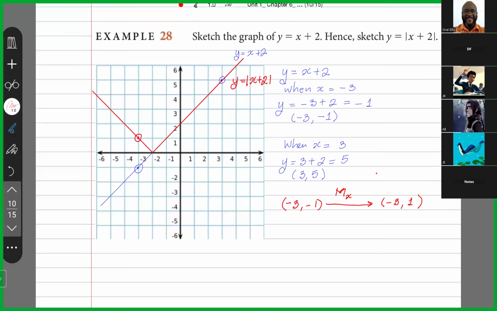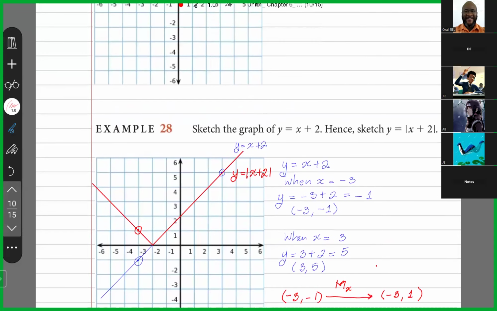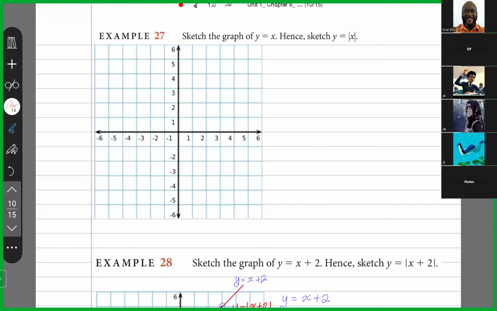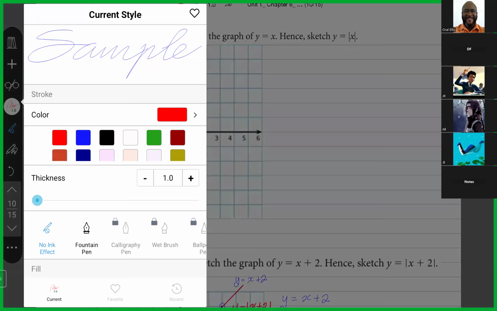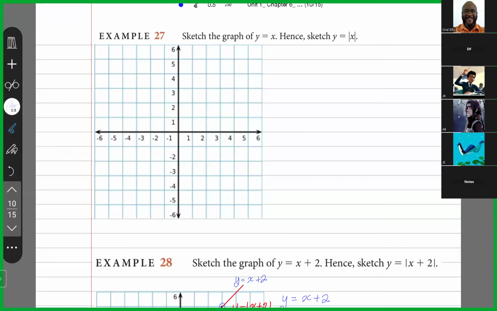All right, so next I'm going to look at example 27. Example 27 is asking us to sketch the graph of y is equal to x, and hence sketch the graph of y is equal to the mod of x. Everybody should remember that the graph of y is equal to x is a straight line graph that passes through all points on the graph where x and y have the same value.